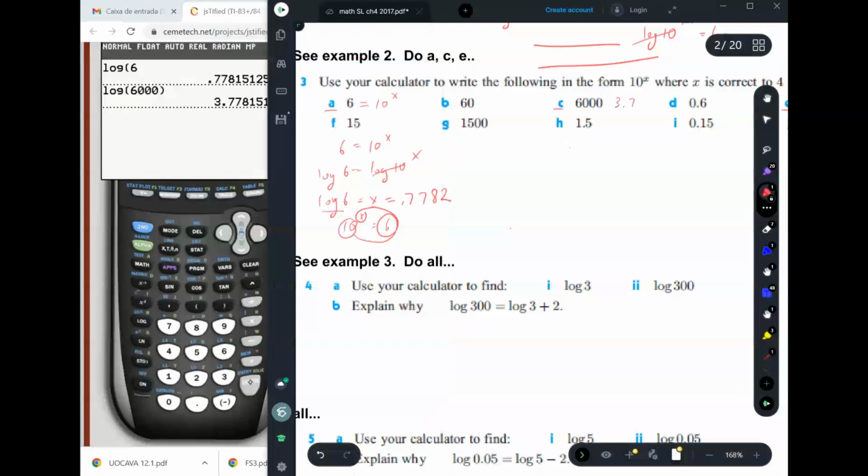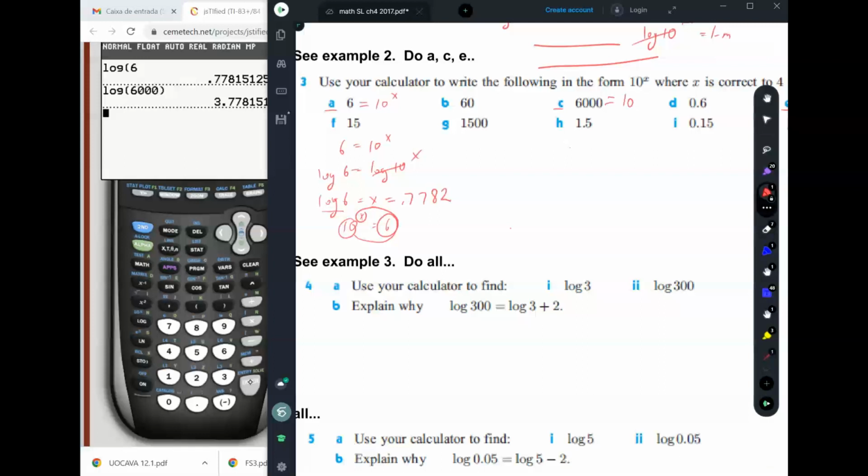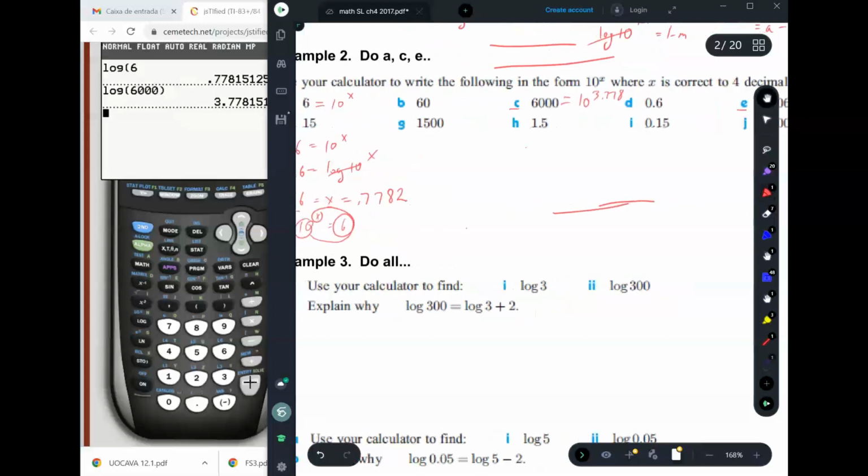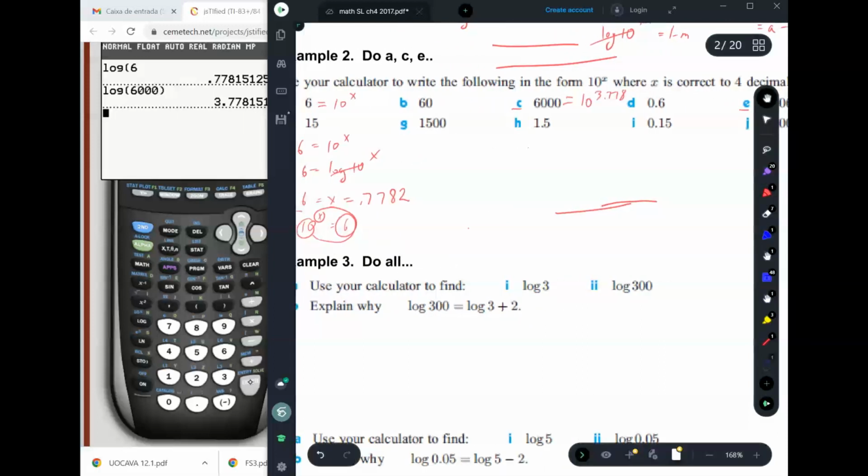Okay, yeah, so it should be 3.7, oops, I'm sorry. I should write it as 10 to the something, and the something is going to be 3.7782. Because I think it said 4 decimal places. 4 decimal places or 4 significant figures? Decimal places. So that would be 7782.